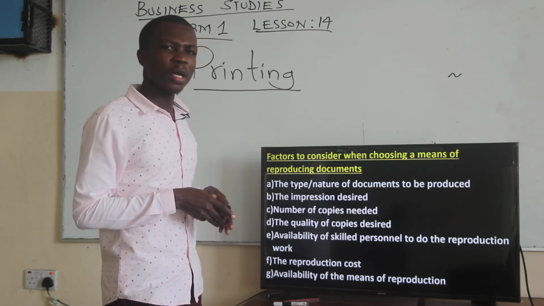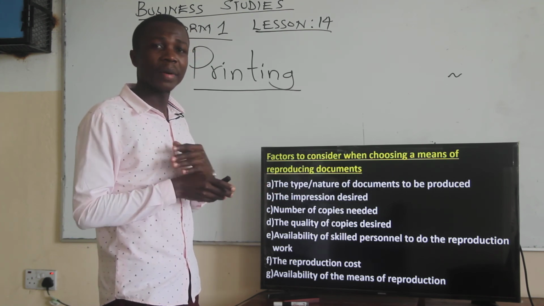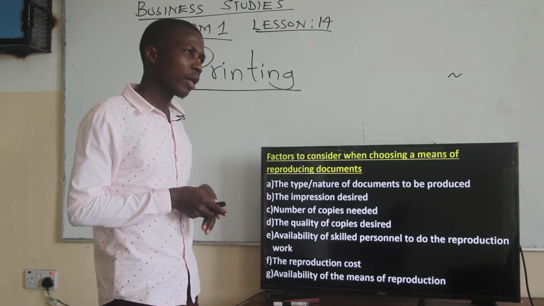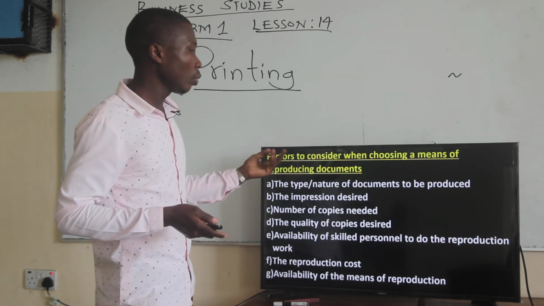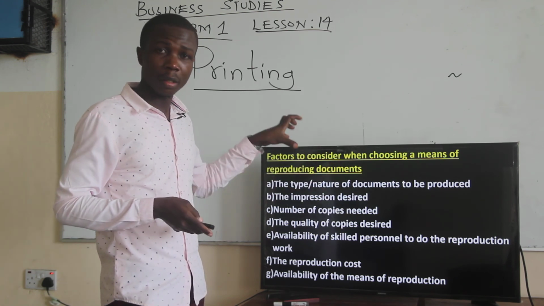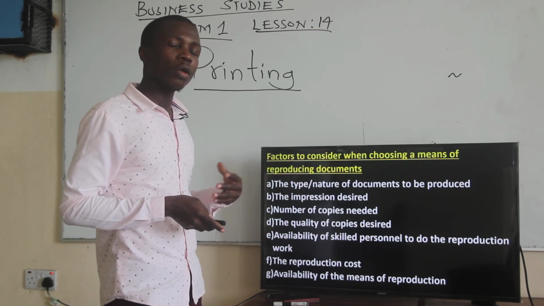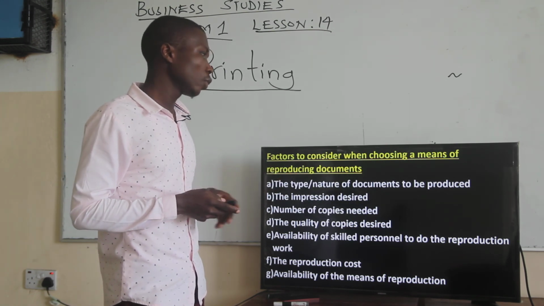Then if it's maybe a carbon copy, something that just requires manual tracing of the information, then you use the carbon copy. So the type and nature of the documents to be produced can help you decide on which method of producing documents in an office you will choose.